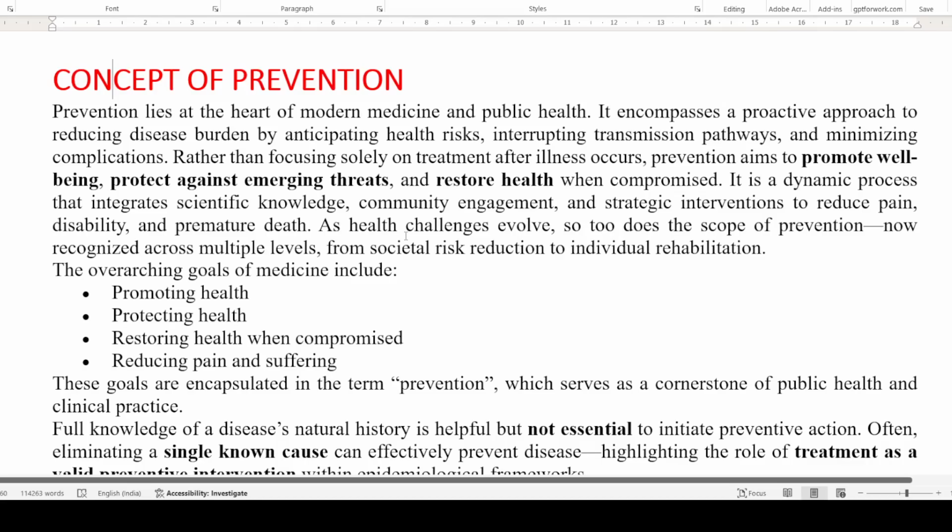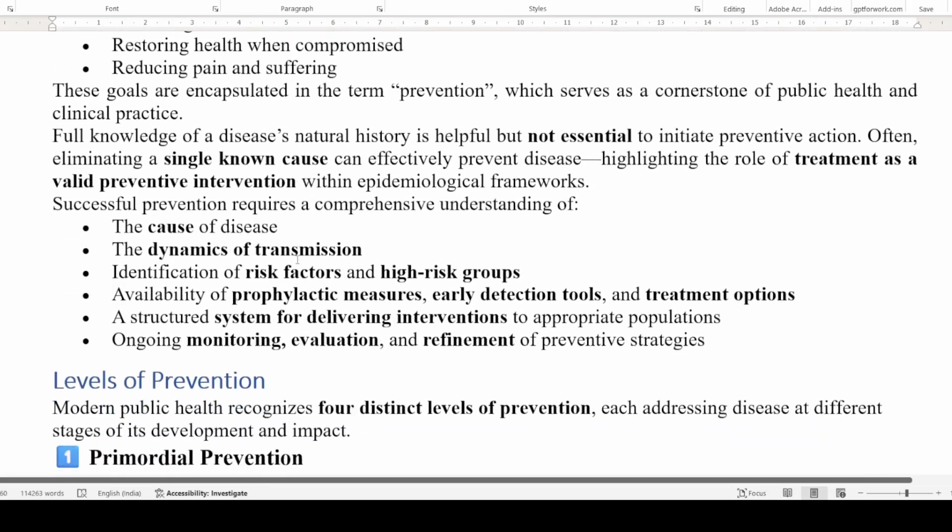So the main aim of prevention is to promote the well-being of the person, protect him or her against emerging threats, and restore health if compromised. So it is a dynamic process that integrates scientific knowledge, community engagement, and strategic interventions to reduce pain, disability, and premature death. So prevention serves as a cornerstone for public health and clinical practice.